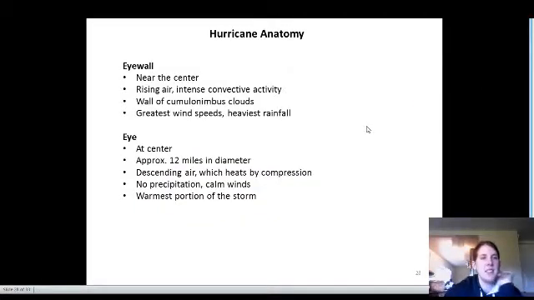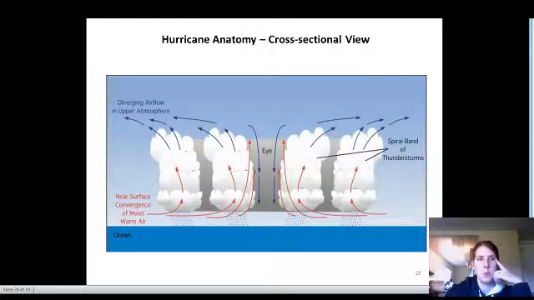So the eye wall is near the center and is identified by rising air with intense convective activity. It's a wall of cumulonimbus clouds and has the greatest wind speeds. Whereas the eye is at the very center, typically about 12 miles in diameter, identified by descending air which heats by compression as it descends. There's no precipitation, very calm winds, and it is the warmest part of the storm.